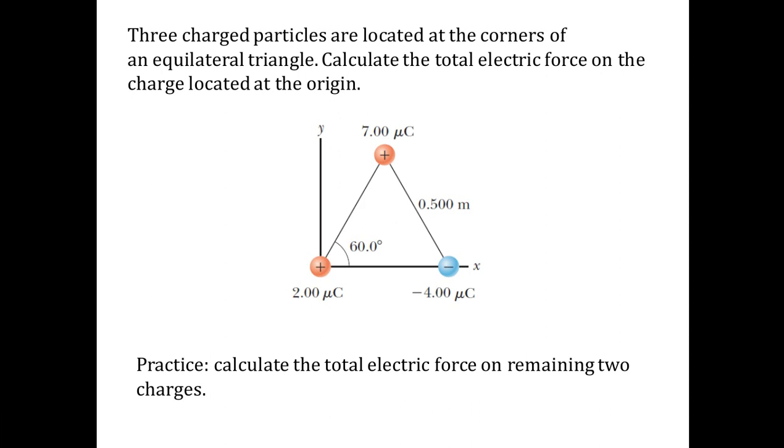Since force is a vector, we're going to be dealing with both magnitude and direction. The problem doesn't specify magnitude or direction, but I'm going to find the components and then find the magnitude and direction, just so I cover all my bases. If they're not specifying what format they want, I'm just going to get both the x and y components, and then find the magnitude and direction. The first thing I like to do is draw a free body diagram for the 2 microcoulomb charge, identifying the forces on it by the positive 7 microcoulomb and the negative 4 microcoulomb.